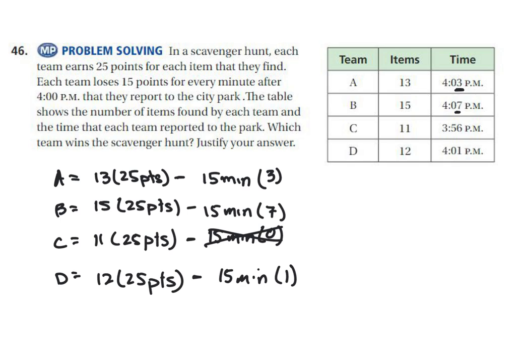13 times 25 is 325, and 15 times 3 is 45, so 325 minus 45 is 280. For B, we'll go 15 times 25, that's 375, minus 15 times 7, because they were 7 minutes late, so that's a 105-point penalty. So 375 minus 105 is 270.